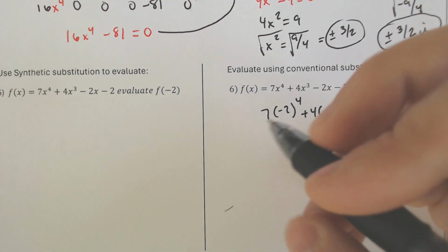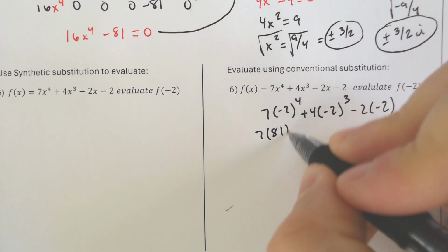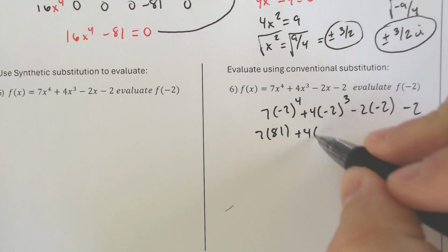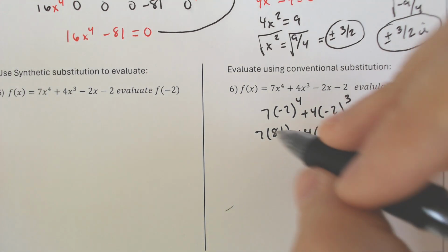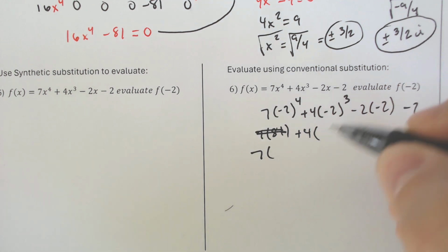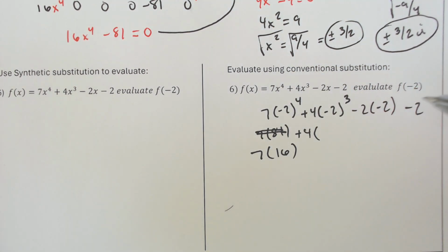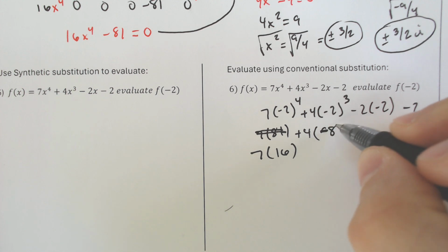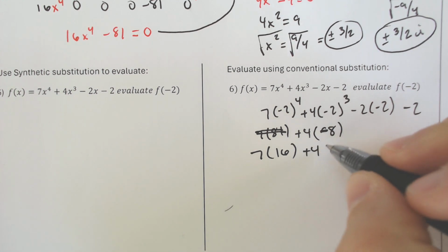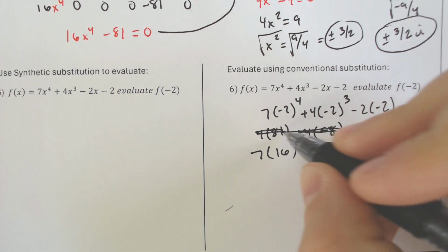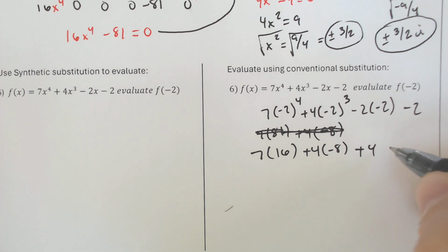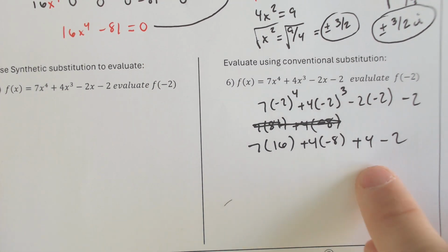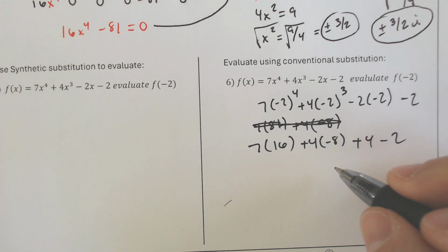Because negative 2 to the fourth power ends up being 16. It's negative 2 times itself 4 times. But then negative 2 to the third power is negative 8. So this would be plus 4 times negative 8. I'm just going to rewrite it. Plus 4 again, and then minus 2. And then you got to do 7 times 16 plus a negative 32 plus a 4 minus 2. That's a lot of effort.